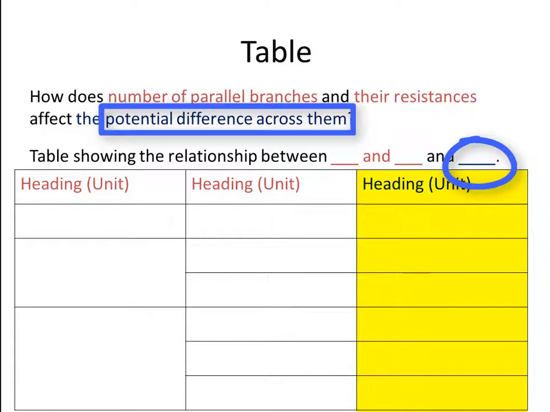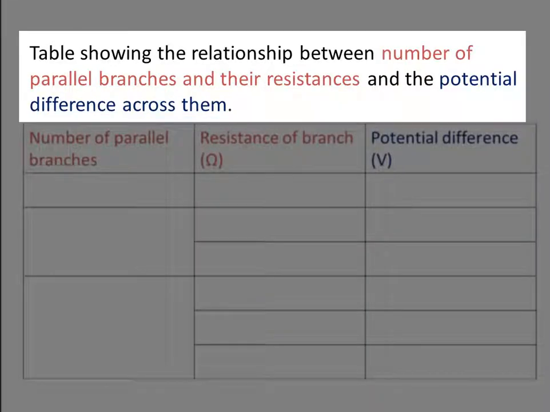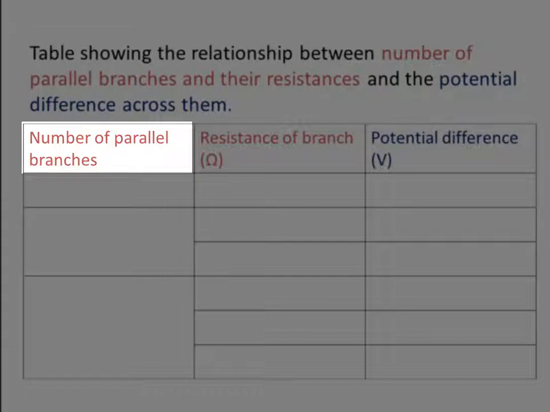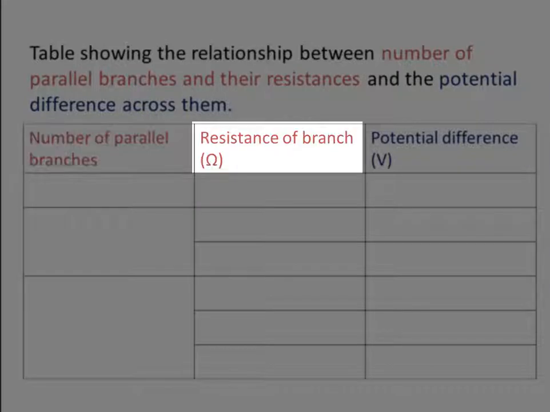What is its unit? Table showing the relationship between number of parallel branches and their resistances. Those are our two independent variables. So number of parallel branches goes in the first column of our table. That does not have a unit, but resistances, which we could say resistance of branch. When we say their resistances, we mean the resistance of each of the branches. That does have a unit, ohms.